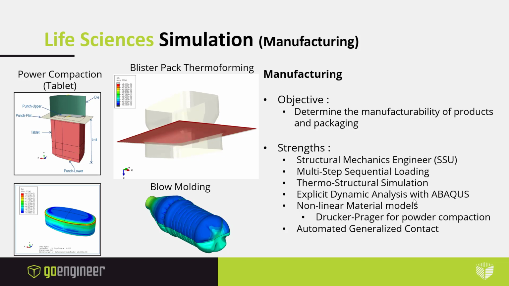Another interesting process that's used by the pharmaceutical industries is powder compaction for manufacturing tablets. Here specifically, they use the Drucker-Prager model to characterize the powder-like nature of the tablet and essentially simulate the compaction process by using the structural analysis tools available in Simulia.